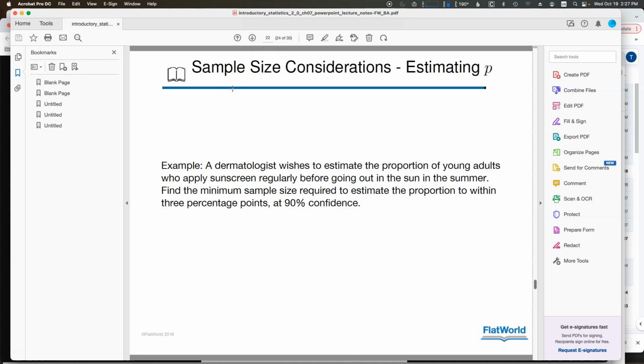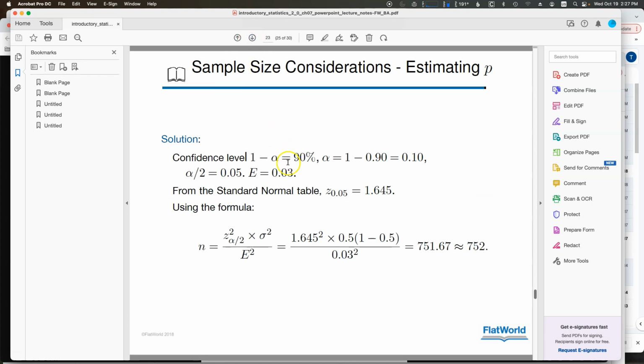So we've got a dermatologist who wants to know how many people put on sunscreen before they go out. And so if I want to be able to know what that answer is with 90% confidence within 3 percentage points, how big of a sample size do I need? Okay, so 90% confidence, that means I'm going to have 5% on each tail, 3 percentage point error term, so E is going to be 0.03.